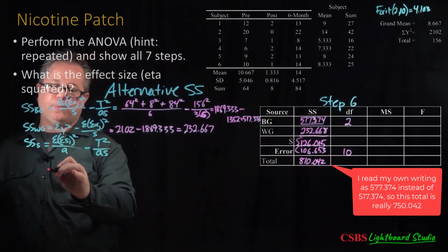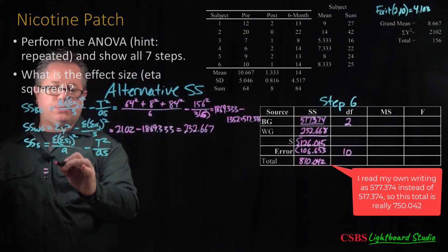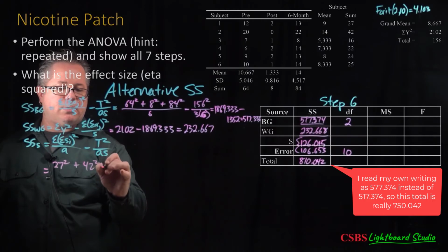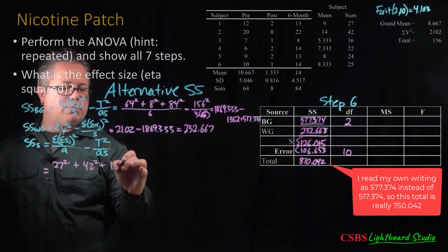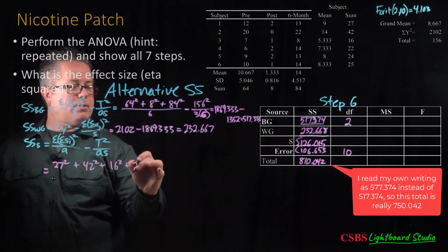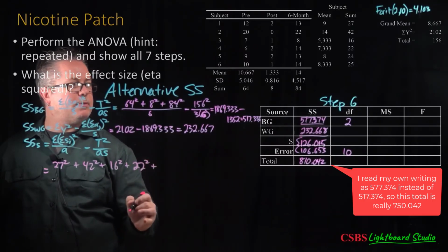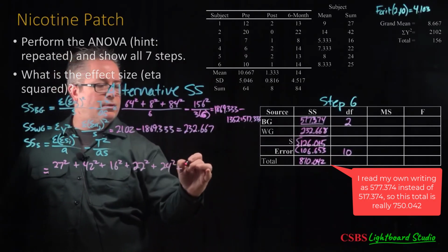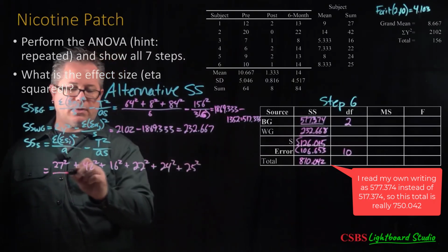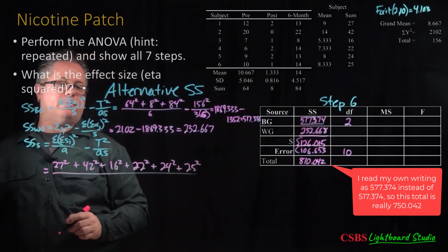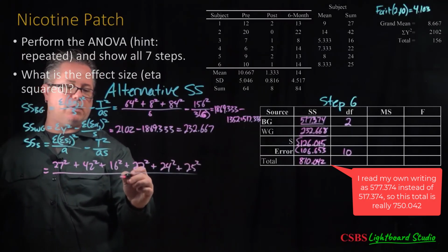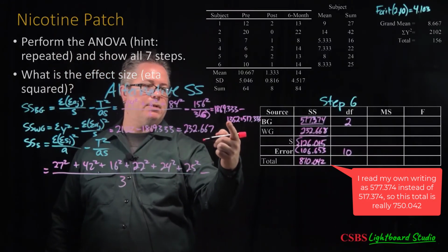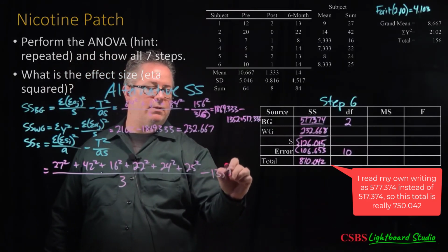So it's going to equal 27 squared plus 42 squared plus 16 squared plus 22 squared plus 24 squared plus 25 squared, all over A. A is 3, minus the same T squared over AS, which we already found, is this 1352.